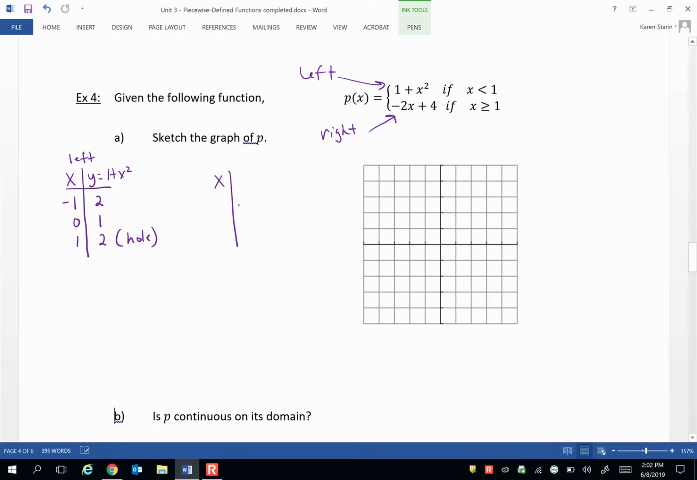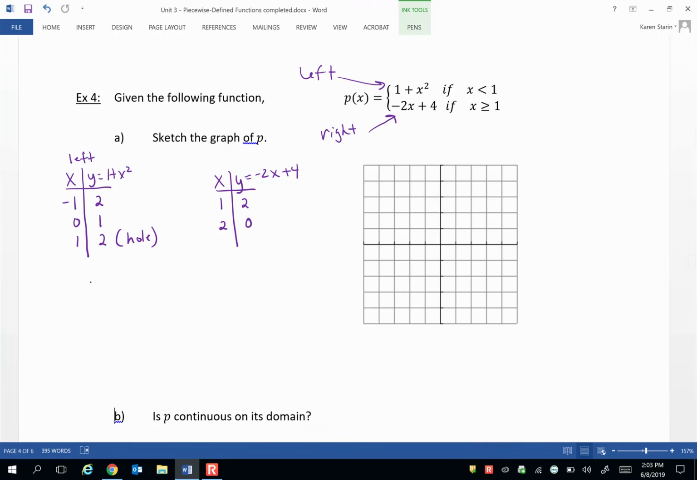So this would be the left piece, the parabola piece, and then the right piece will be a linear function, and it only takes 2 points to construct a line. So I'll start with the boundary x equals 1, and then I'm going to plug in negative 2 times the x value I choose, and then plus 4. So when I plug in 1, I get 2, and this will be a filled-in hole because x can be equal to 1 on this piece. And then let's just pick one more nice number. How about the number 2? And when I plug in 2, I get negative 2 times 2, which is negative 4, plus 4, I would get 0. So that's how we're going to sketch this graph, one piece at a time.